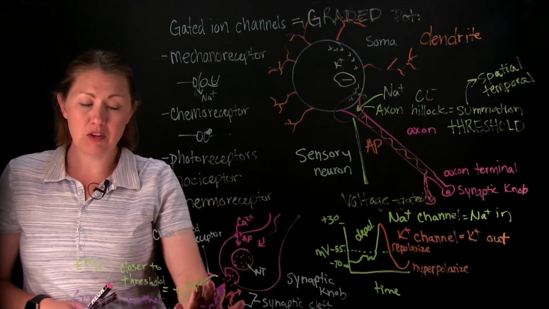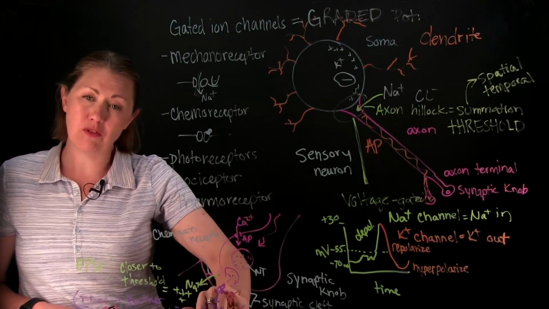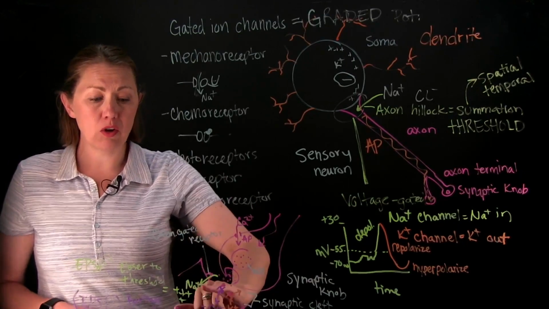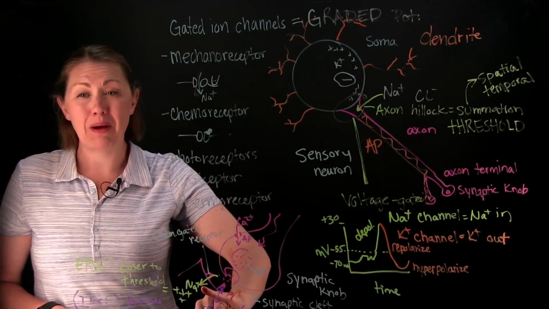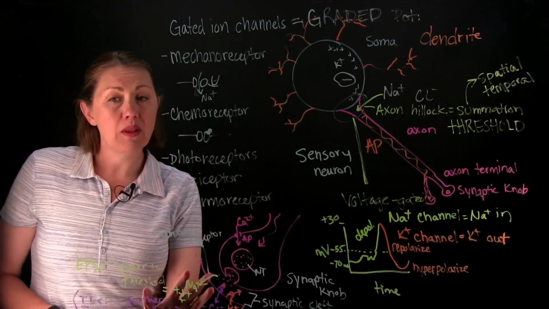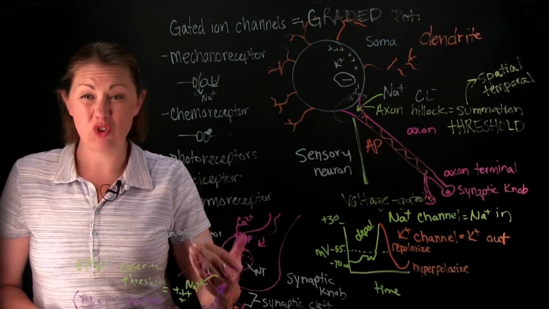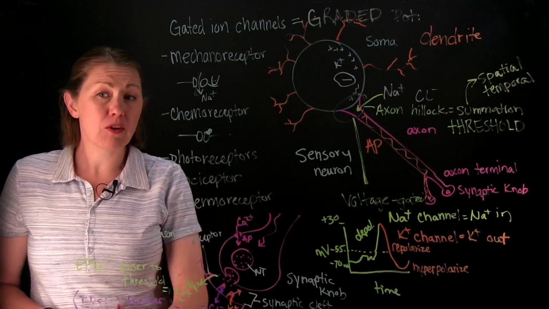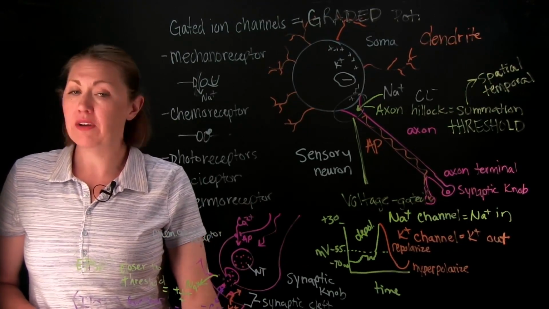Chemical message gets released into that space where it can bind to a receptor. If you want the next cell to respond, then you're going to stimulate it by letting positives in. If you don't want the next cell to respond, if you want to make sure it's getting turned off, then when you bind to receptors, you're going to get it further from threshold by letting negative in or positive out.